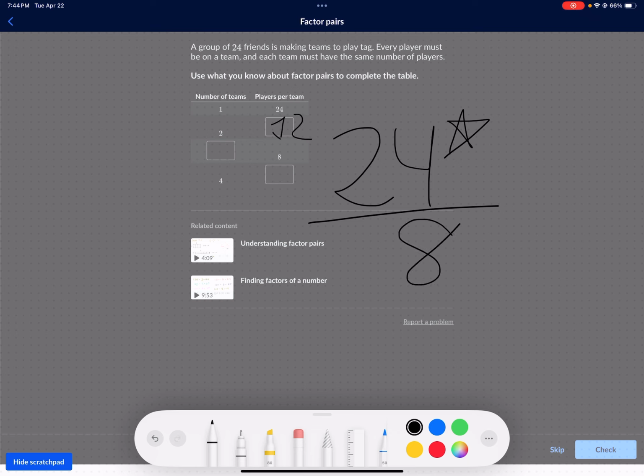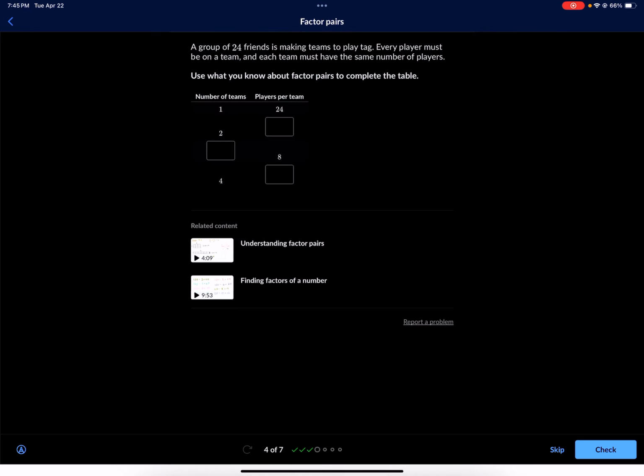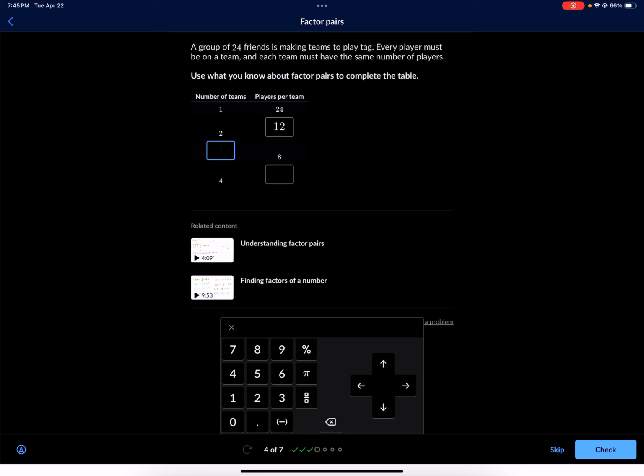Over 8, it is 3. And then the last one, 24 over 4 is 6. So 12, 3, and 6 are the answers. 12, 3, and 6.